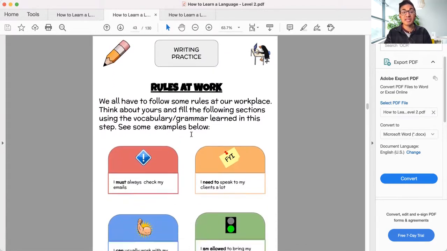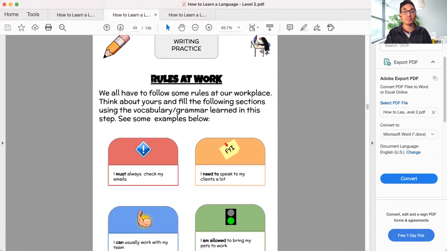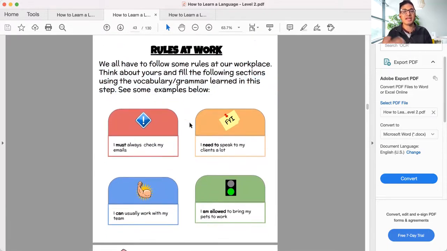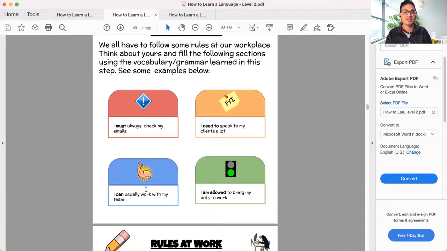As usual, we have a writing practice section. This is some rules at work. We all have rules that we have to follow at work. There are things that we have to do, that we need to do, that we're allowed to do, that we can do, but maybe we don't do. So I put some examples here. I must always check my emails. I need to speak to my clients a lot. I can usually work with my team. I'm allowed to bring my pets to work, or maybe I'm not allowed to bring my pets to work, depends on the person.